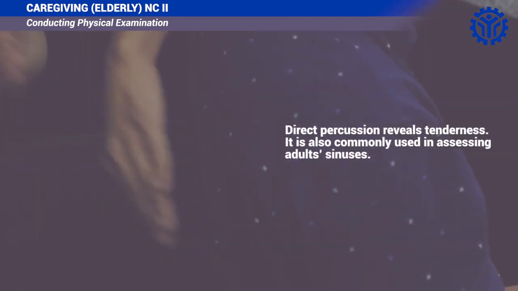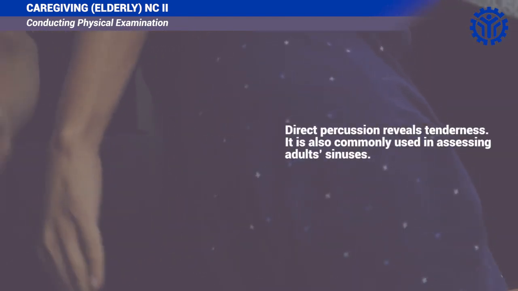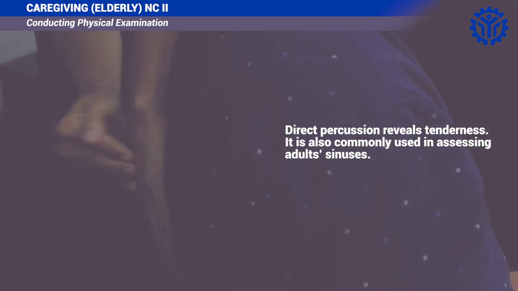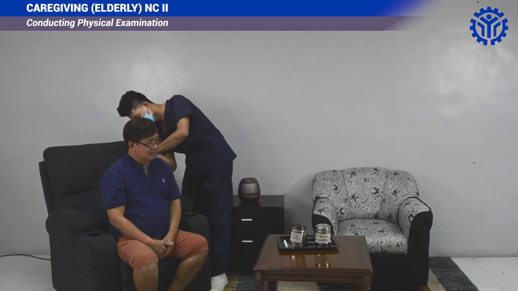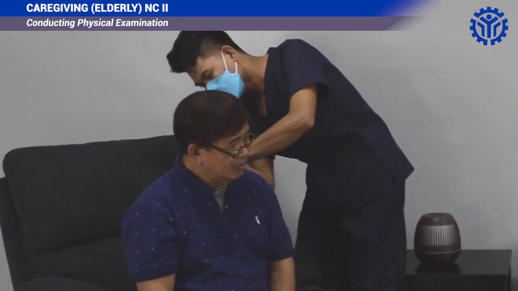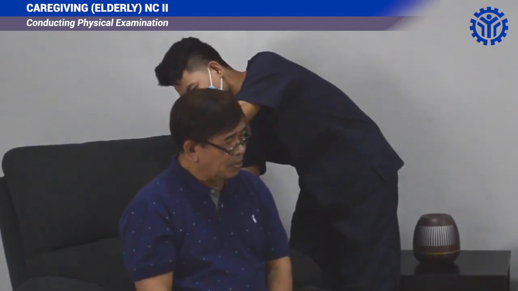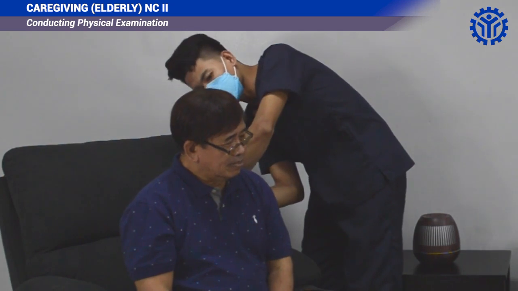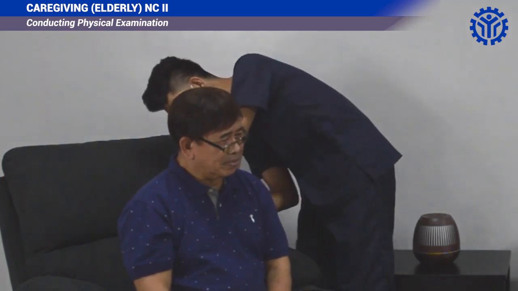Direct percussion reveals tenderness. It is also commonly used in assessing adult sinuses. Using 1 or 2 fingers, tap directly on the body part. Ask the client to tell you which areas are painful. Watch his or her face for signs of discomfort.